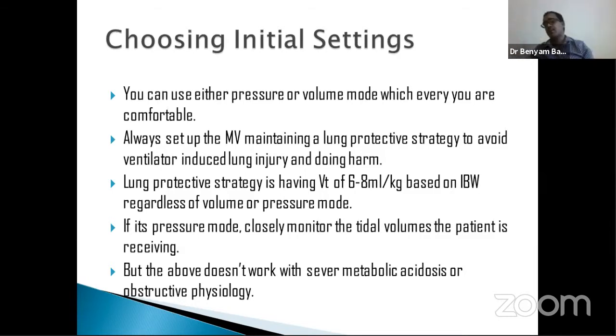If you make it higher, you will have issues related to lung injury. So always monitor the tidal volume. If you're on pressure mode, always keep an eye on the volume. This works for any ARDS cause, acute respiratory distress syndrome, be it cardiogenic or non-cardiogenic. But it's not recommended to use this with severe metabolic acidosis or obstructive pathology.